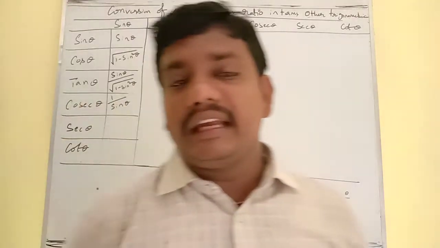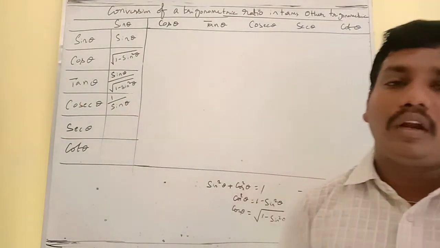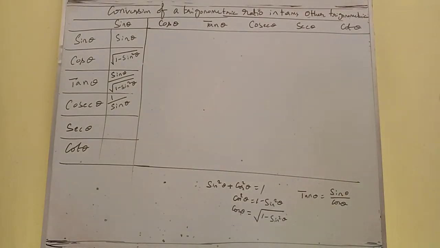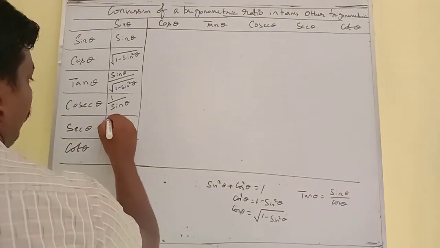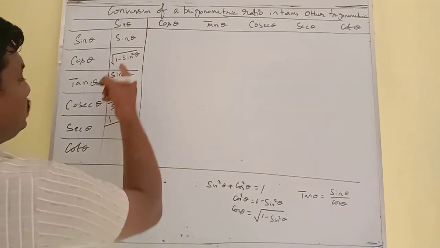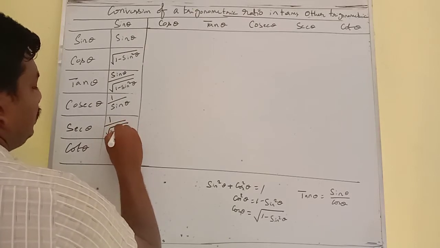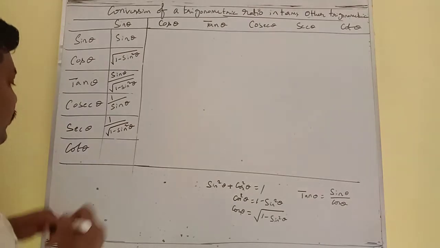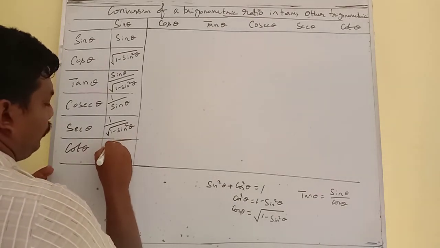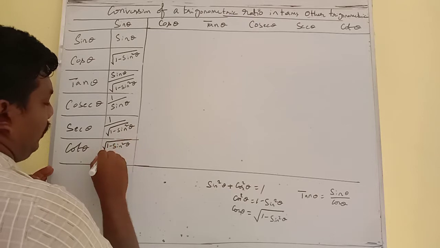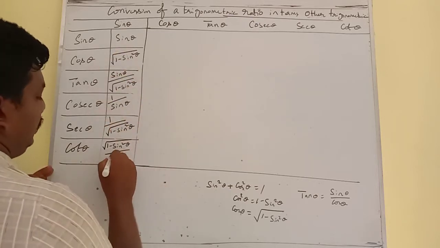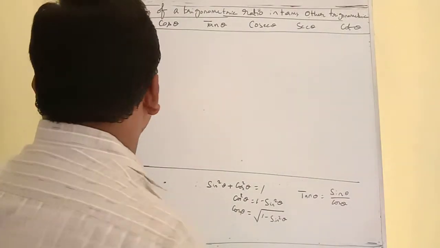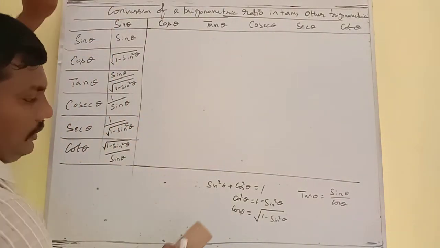Now coming to secant theta. Secant theta is the reciprocal of cos theta. So secant theta can be written as 1 by cos theta, and cos theta means root of 1 minus sine square theta. Then what about cot theta? It is the reciprocal of tan theta, that is root of 1 minus sine square theta by sine theta. So all the trig ratios in terms of sine theta are converted.